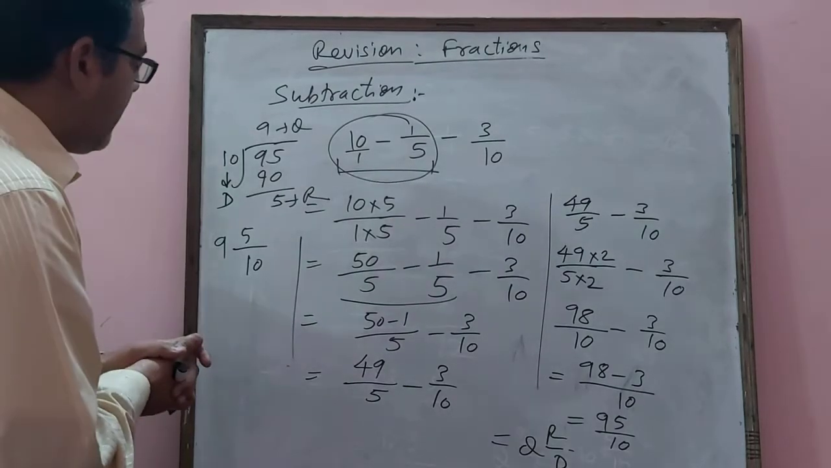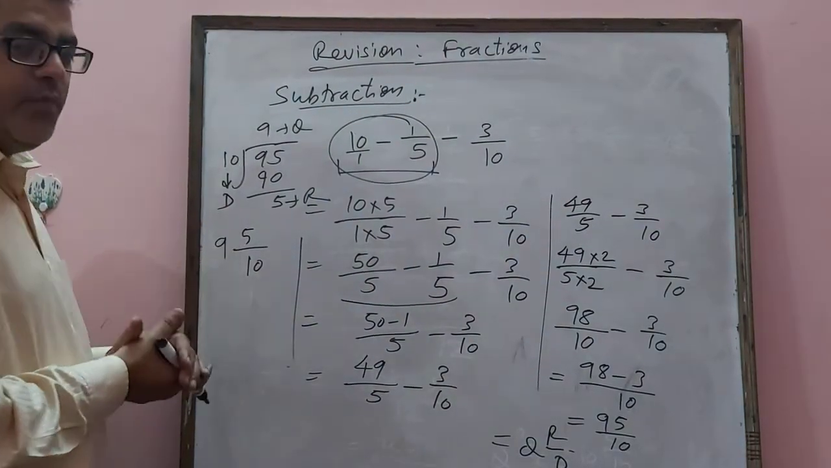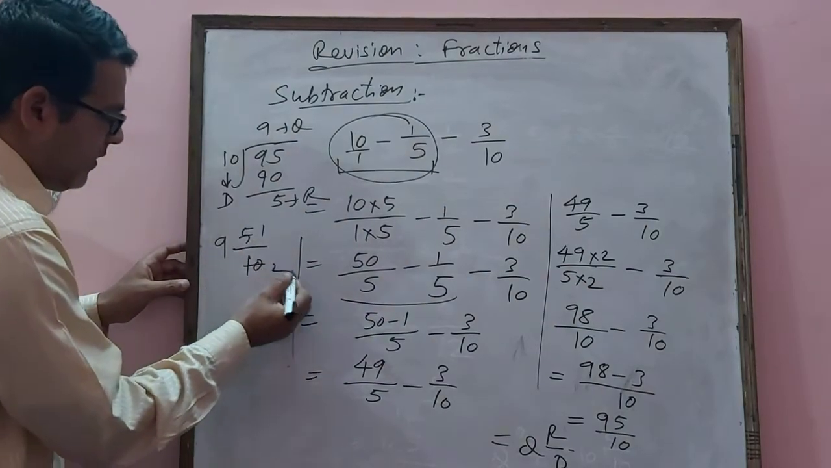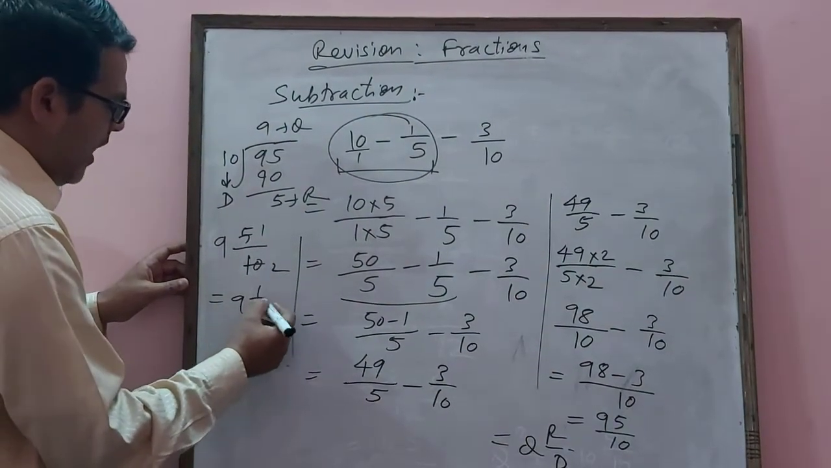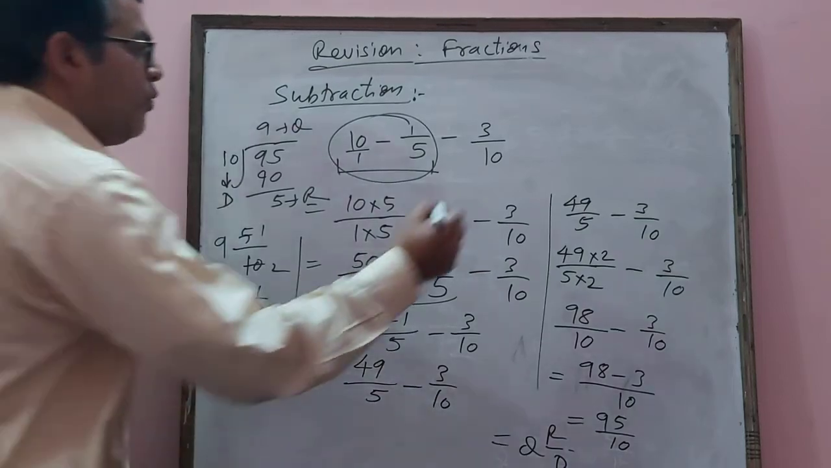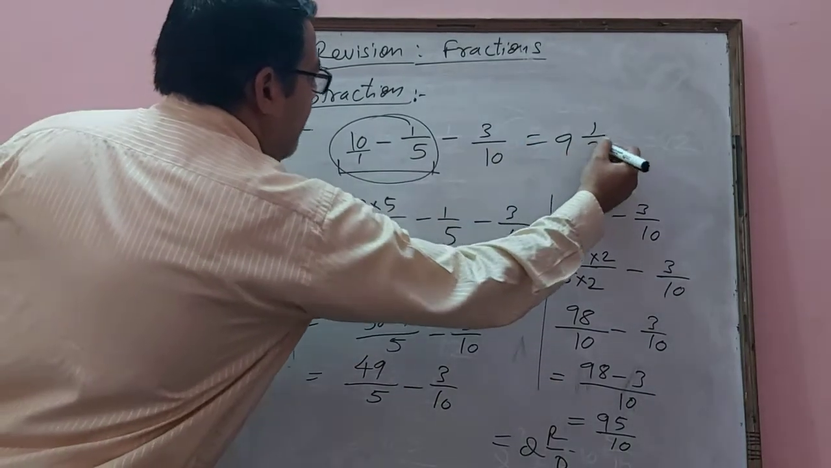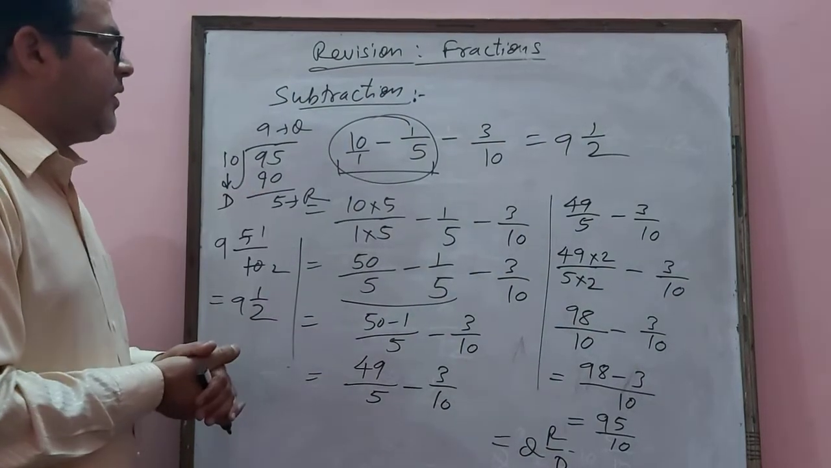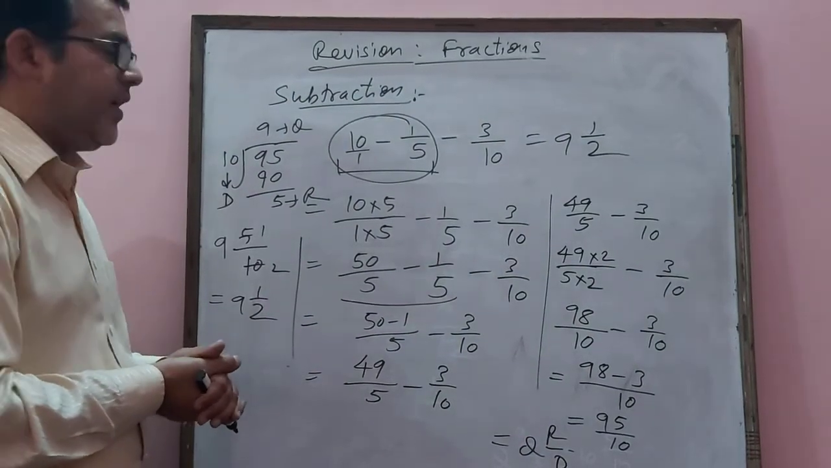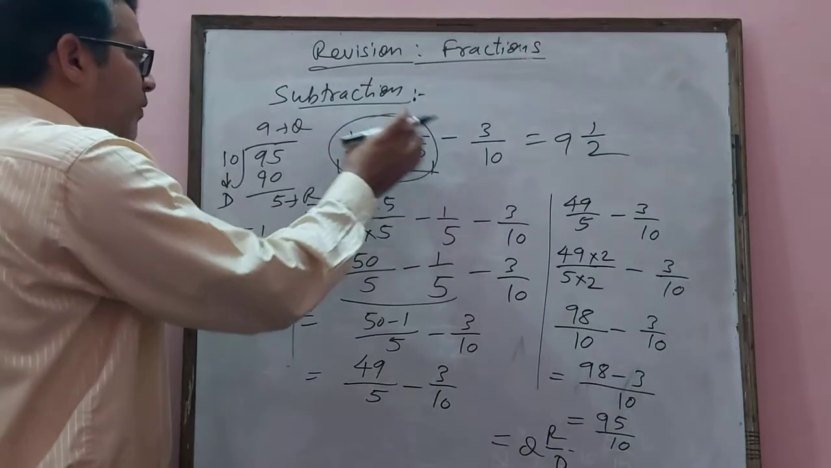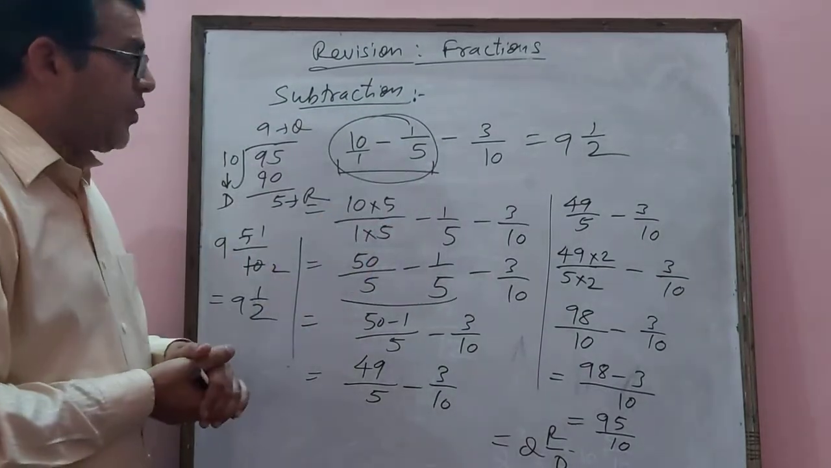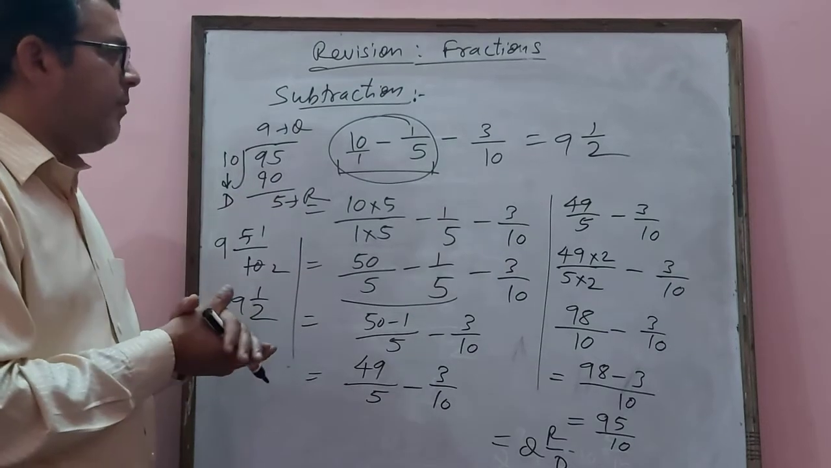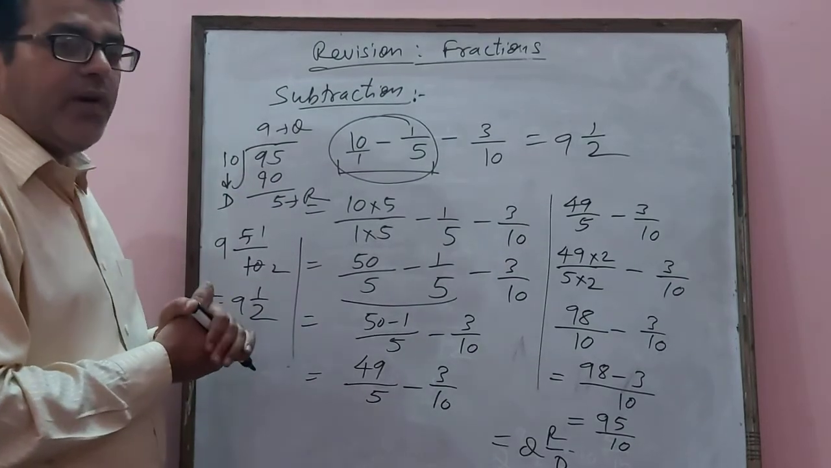Now you can see here 5 by 10, both are divisible by 5. So here also we can divide. Finally we have 9 whole 1 by 2. So 9 whole 1 by 2 will come if we subtract these three fractions together. We are subtracting 1 by 5 and 3 by 10 from 10. So 9 whole 1 by 2 is our final answer.